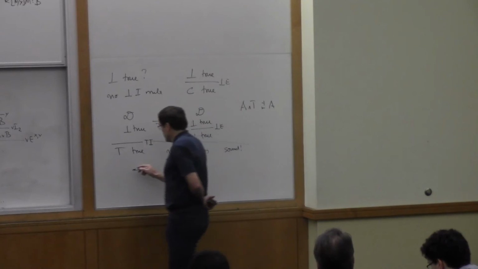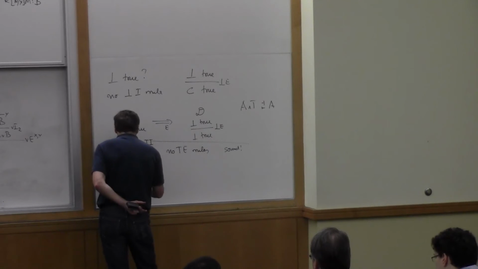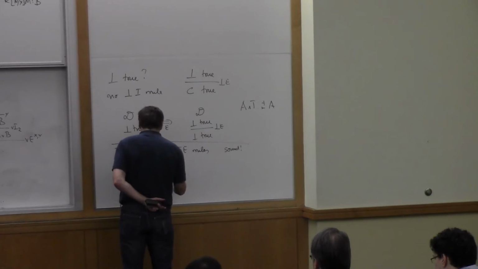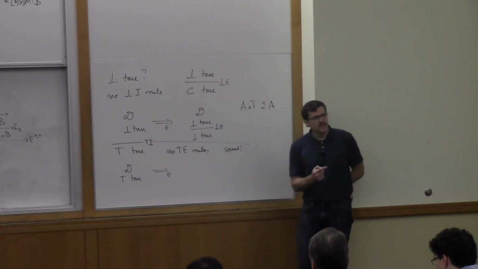Okay, is it complete? It means an arbitrary proof that top is true. Can we expand that into a proof that decomposes that into its pieces and then reintroduces top?